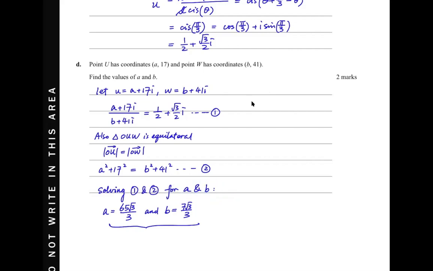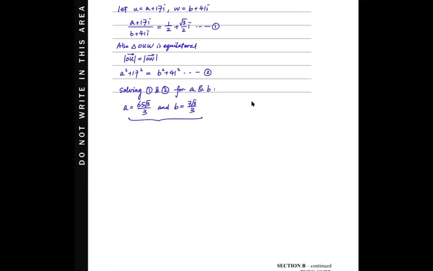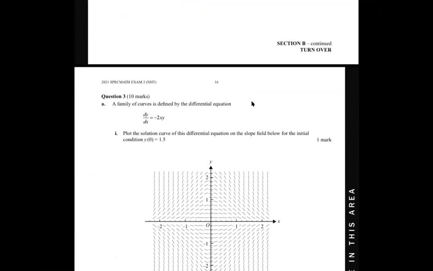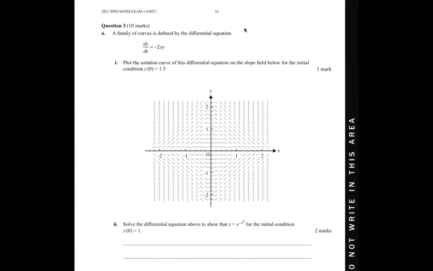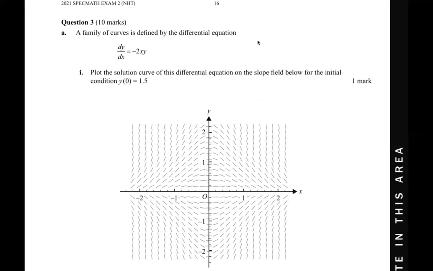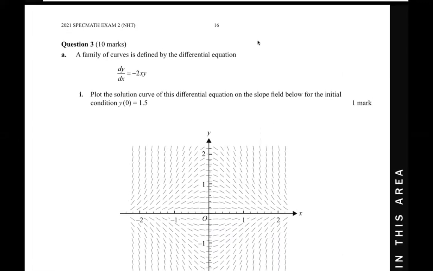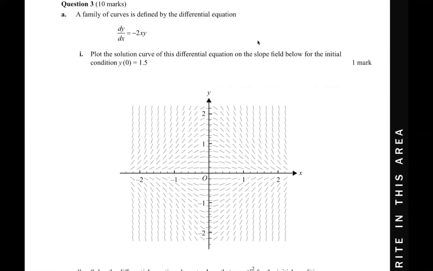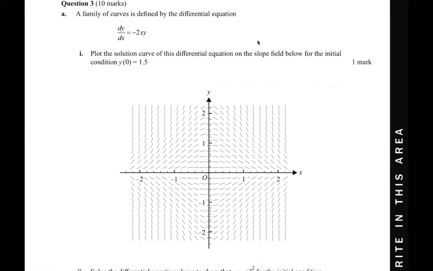Okay, so that finished question 2. Let's look at question 3. A family of curves is defined by the differential equation dy/dx equals minus 2xy. Plot the solution curve of this differential equation on the slope field below for the initial condition y(0) is 1.5. So x equals 0, y equals 1.5. You are going to plot it accurately. In the middle, the slope is flat.